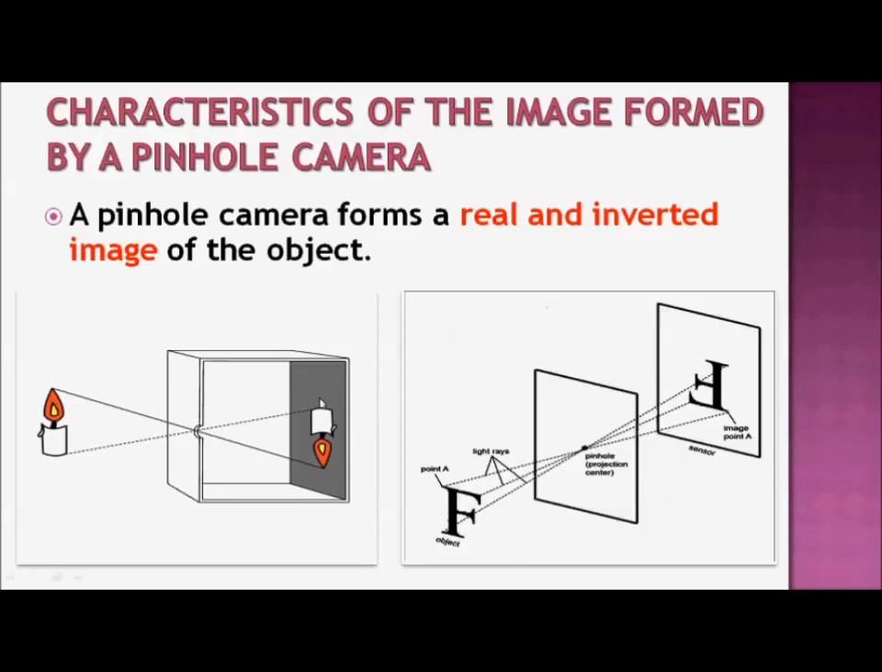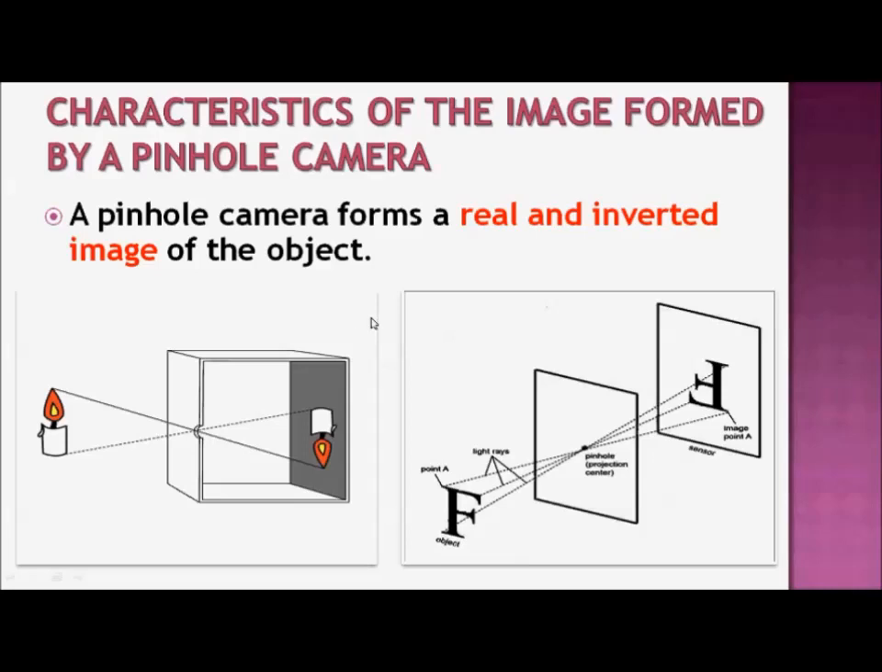And the pinhole camera always produces an image on the screen, so it is known as a real image. Okay. So what are the characteristics? One is that it is an inverted image, and second is that it is a real image.